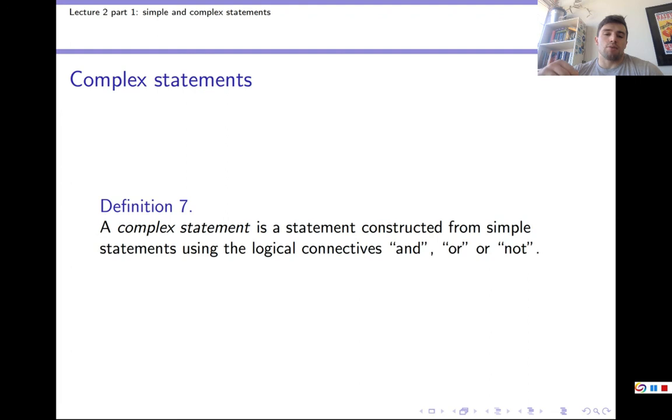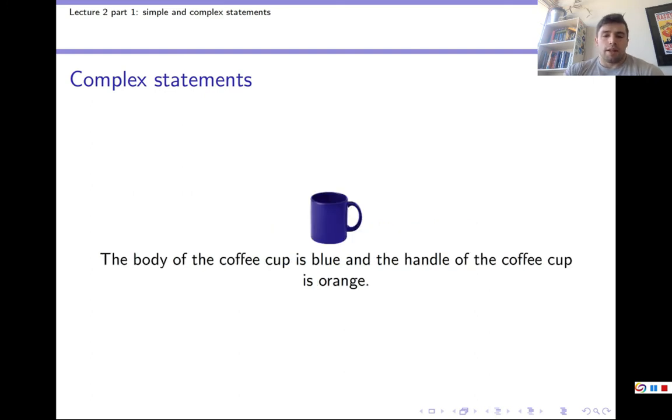The same can be said if we had replaced "and" by "or" or if we had used the word "not" in the appropriate place in that example we saw. So instead, and, or, and not are different kinds of things, and we call them logical connectives. Now, using logical connectives, we can build complex statements from simple statements, and indeed that's all we really mean by complex statements. So definition 7 here says complex statements are statements constructed from simple statements using the logical connectives and, or, not. So the example I used earlier, the body of the coffee cup is blue and the handle of the coffee cup is orange, is a complex statement because it satisfies definition 7.